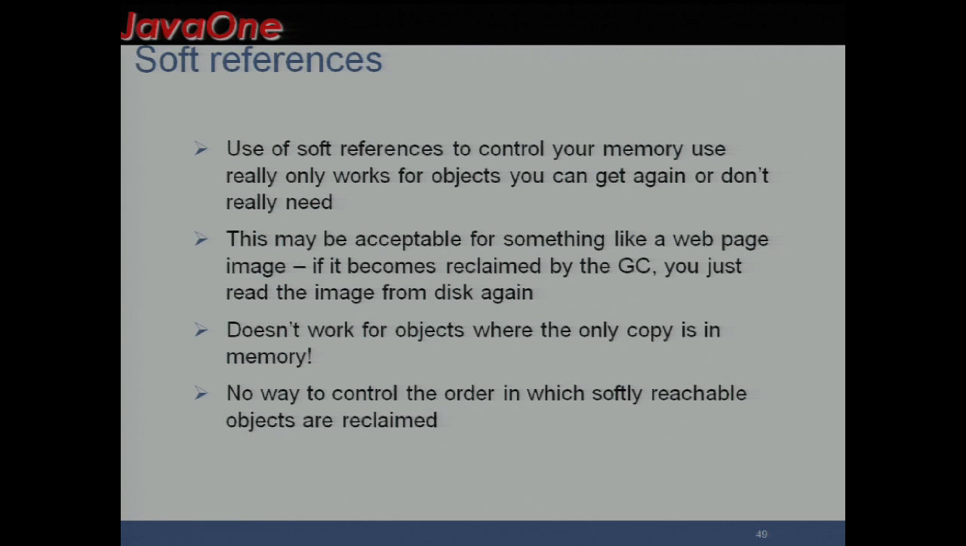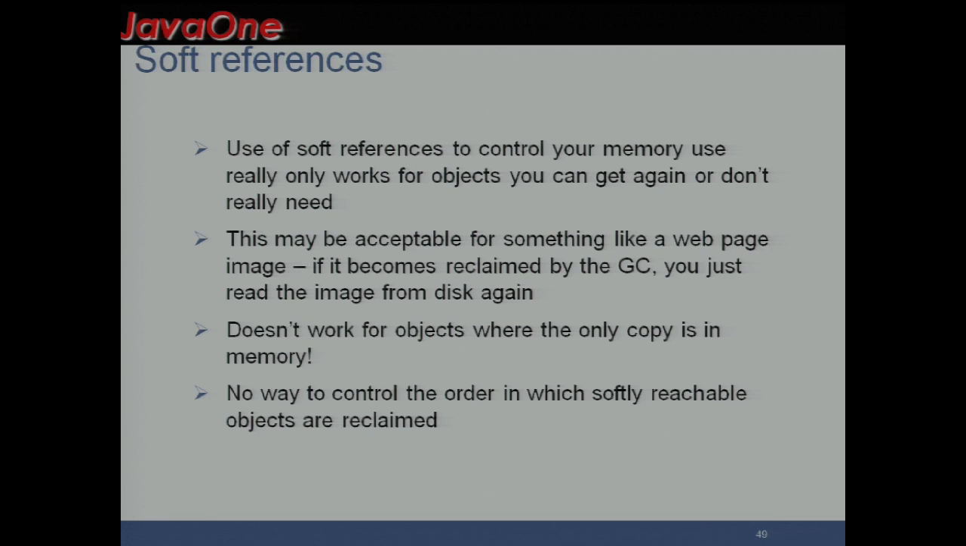Okay. So that's one way. Well, what are some other techniques? Well, soft references. That's built in. The JVM provides it. Why not use soft references? Well, soft references have their uses. They can be really good for controlling memory usage of things that you can always get again, or you don't really need, right? An example of that would be a web page image, right? If it gets reclaimed by the garbage collector, you just read it in from disk again.